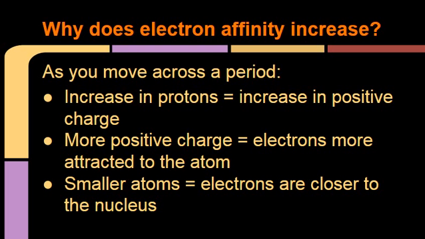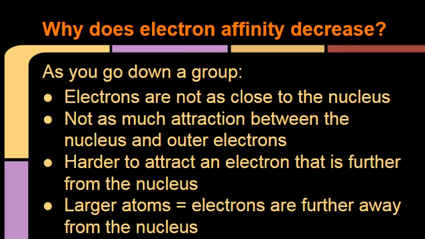So the electron affinity is going to increase as you go across the period because we know that as you go across the period, the size of the atom decreases, it gets smaller. And then we have more and more positive charge in there, so those electrons want to go right to those types of atoms.